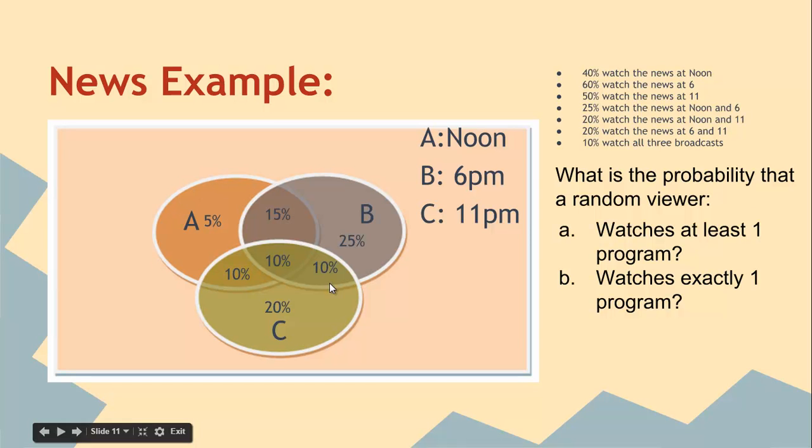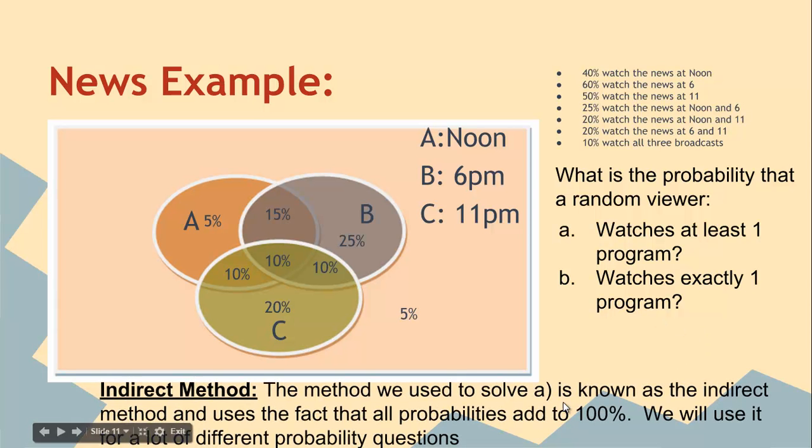Watch at least 1, 2, or 3. And so if we add up these numbers, we can answer that question. So we take 20, 30, 40, 50, 55, 60, 70, 95. So 95 watch at least one program. Watch exactly one would just be the 5, the 25, and the 20.